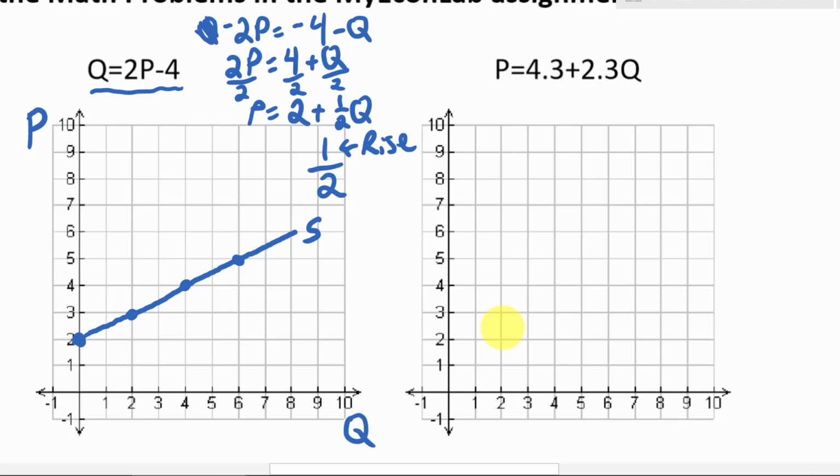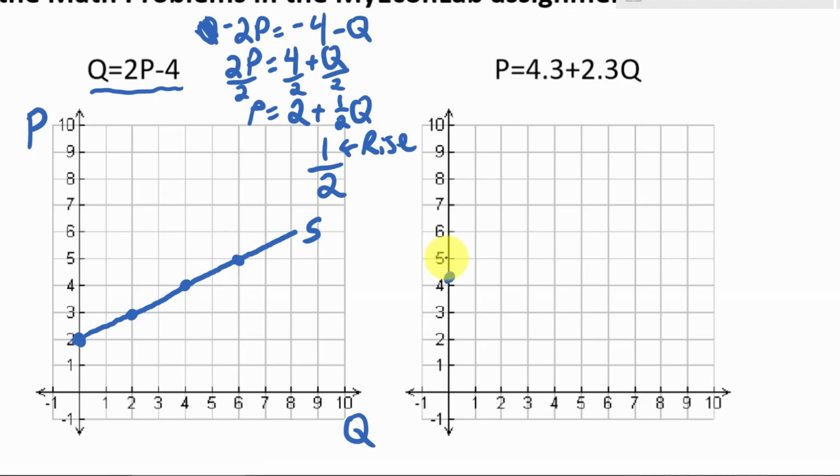Here we're going to have to use our best approximate plotting since we're doing it by hand. So we could plot that 4.3. So when quantity is 0, price is 4.3. It's a little less than 4.5. So I'm putting it a little closer to the 4 than the 5 there. And now we could try to go up 2.3 and over 1. In practice, I think that's a little difficult to do.